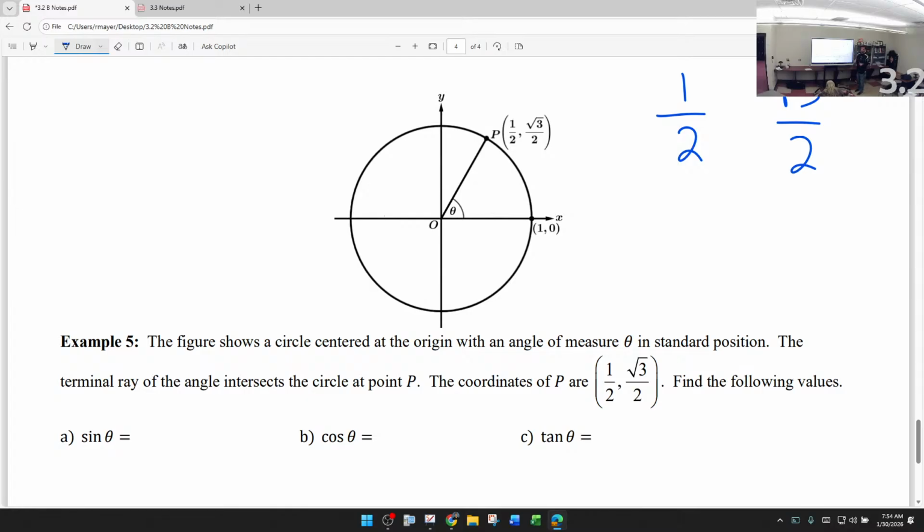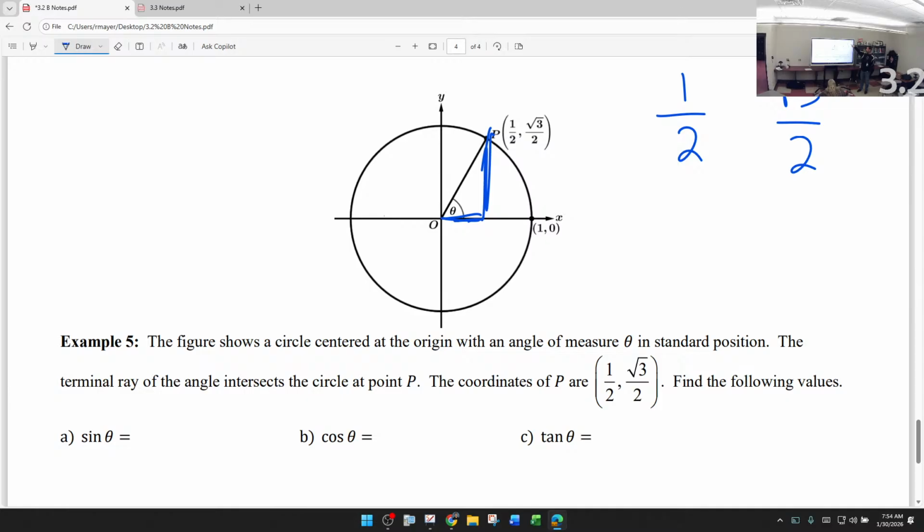And so this is where I don't have it memorized. I just think about it. If this says it's 1/2 and square root of 3 over 2, then that has to be the 60, or that has to be the 1/3 or the pi over 3. It has to be, because this is short and that's long. Because I promise you, that number right there is smaller than this number right here.